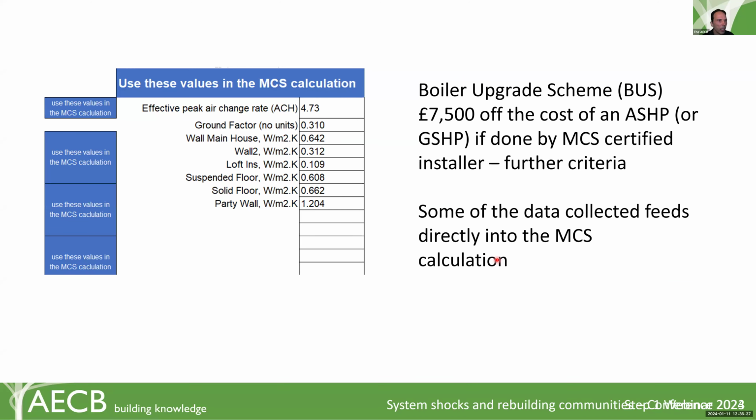Another thing we have is we'd like to be working with MCS installers. It's very likely we will be, because people get a grant of £7,500 towards the cost of an air source heat pump by going through an MCS installer. So it's very likely they would go through that route, and therefore it would be useful if we could produce data which will go into their calculations. They will want to use their own calculations. I think they have to, but we can take advantage of the modeling that's been done.